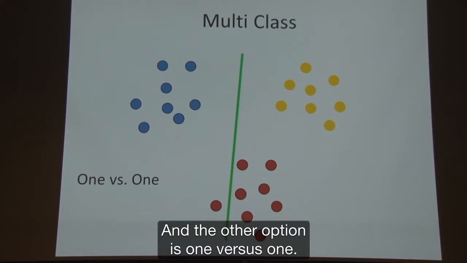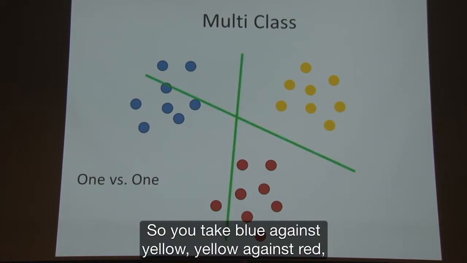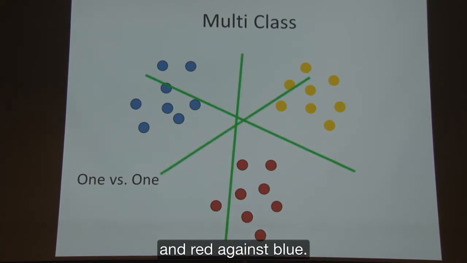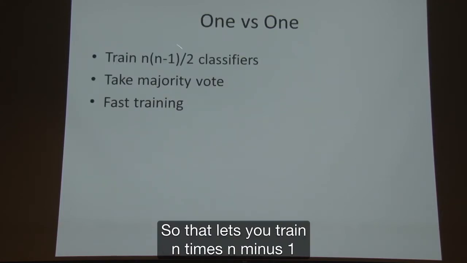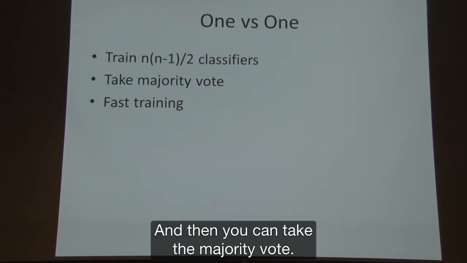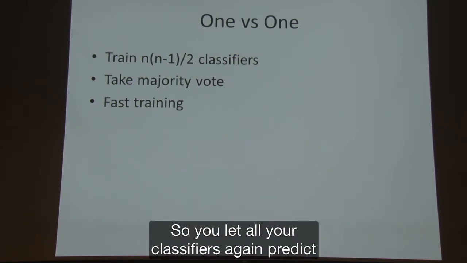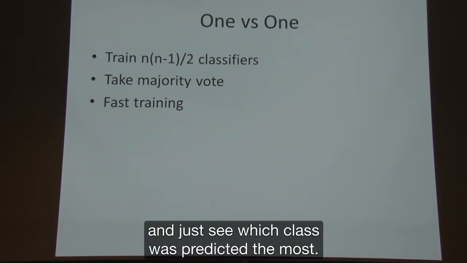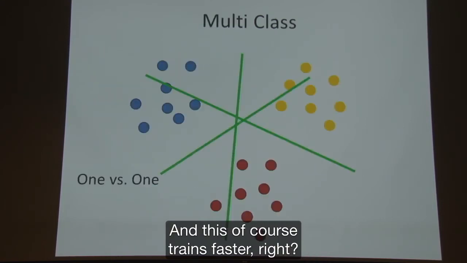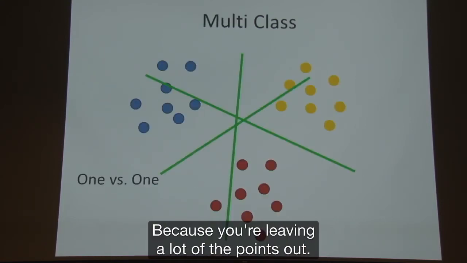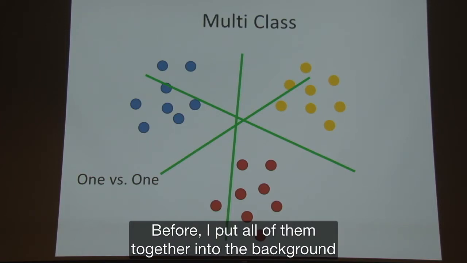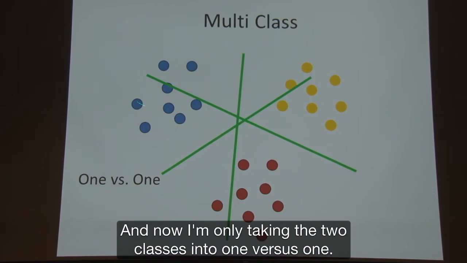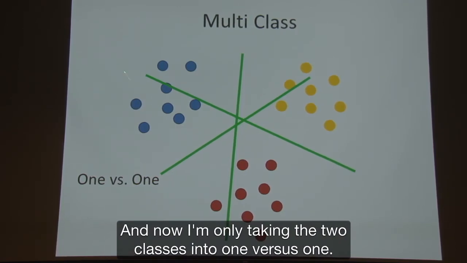And the other option is one versus one. So you take blue against yellow, yellow against red, and red against blue. So that lets you train n times n minus 1 divided by 2 classifiers, and then you can take the majority vote. So you let all your classifiers again predict, and just see which class was predicted the most. And this, of course, trains faster, right? Because you're leaving a lot of the points out. Before, I put all of them together into the background class. And now I'm only taking the 2 classes and doing one versus one.